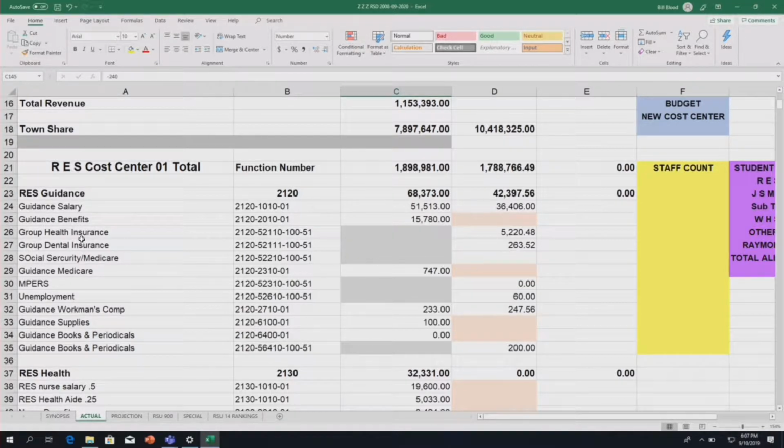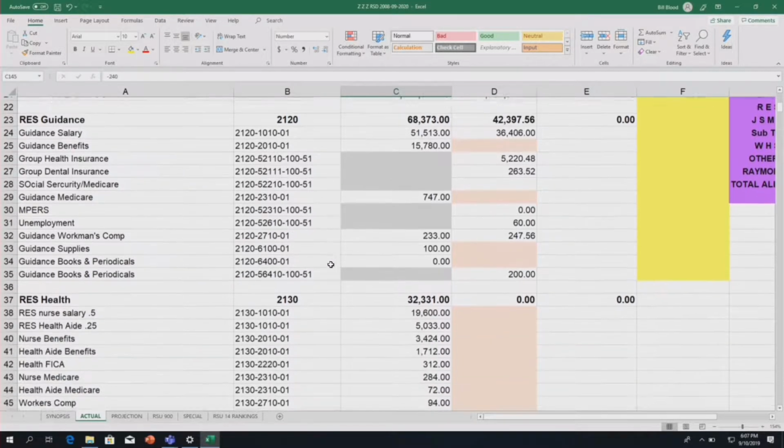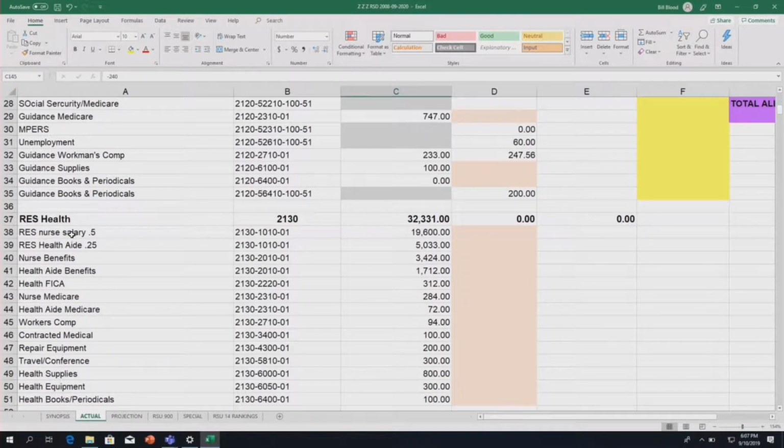Why was there an increase in group health insurance? Well, the answer is they broke it down, so we can again combine and come up with a number. Okay. The RES nurse's salary was $32,000 in 08. It's not in the 19-20 budget.